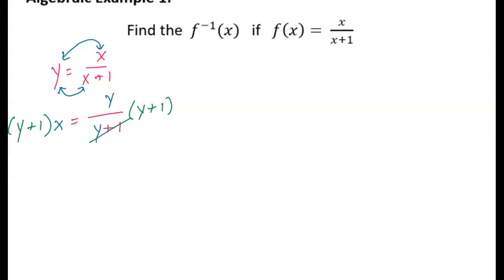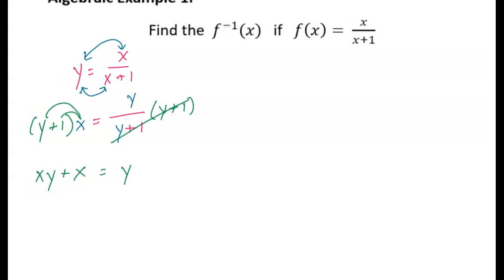The y plus 1s will cancel on the right. And what am I left with on the right, Aiden? Yeah, just a y. What do you think I should do on the left? Anybody? Exactly. You're distributing that x in. So we have xy plus x.